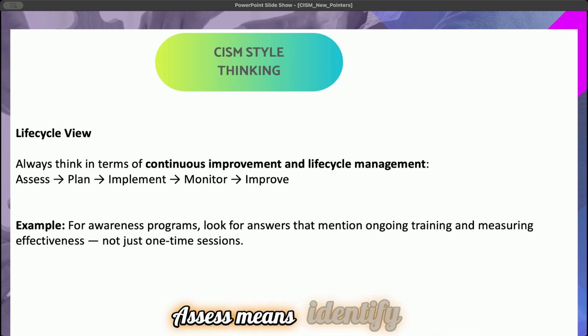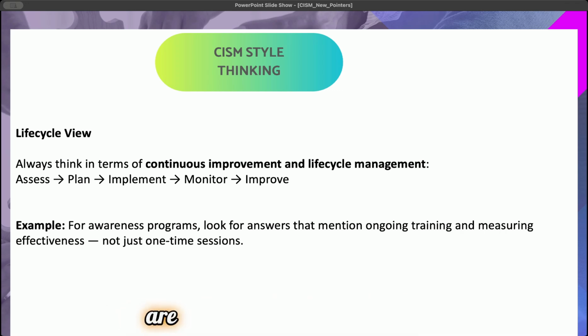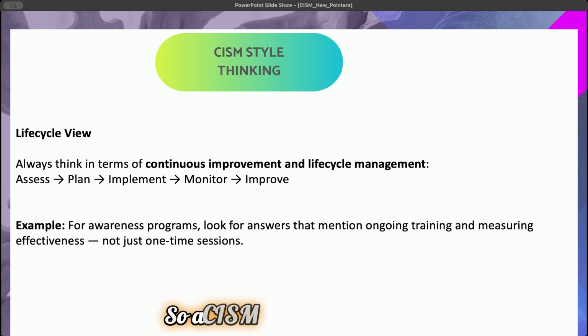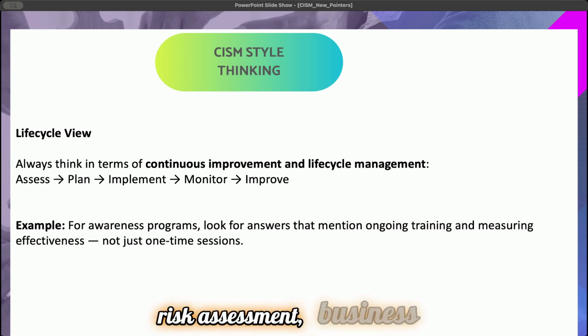Assess means identify and evaluate the risk, threat, vulnerability, and compliance gaps. You ask the questions like, what are the critical assets? What risks exist to those assets? And how likely and impactful are those risks? So, a CISM alignment is risk assessment, business impact analysis, and gap identification.